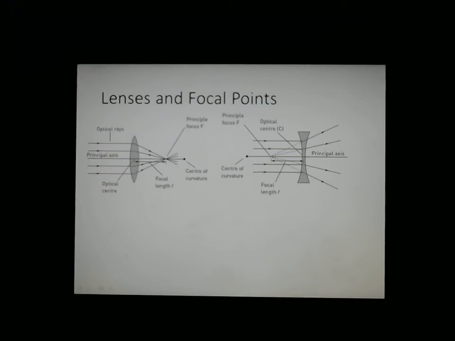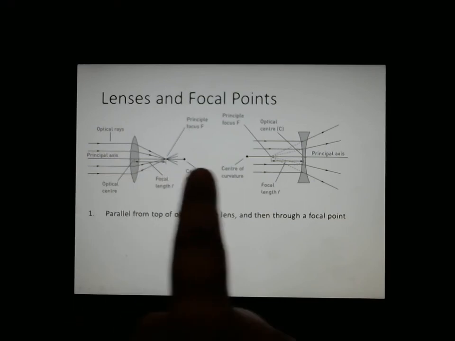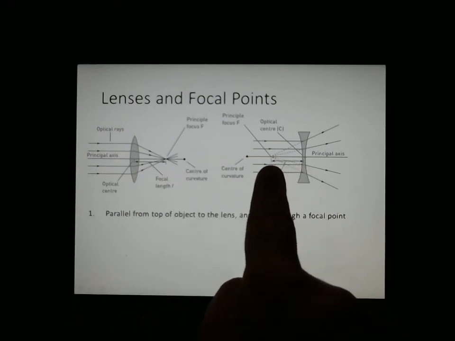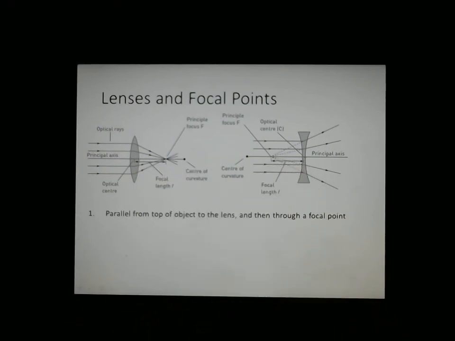Okay, so, line 1. Line 1 always goes parallel from the top of the object to the lens, and then through a focal point. Now, I can't say which focal point because it's going to differ depending on whether it's convex or concave. When it's convex, it's going to go through the distant one. When it's concave, it's going to go through the closest one. Line 2, very easy, goes straight from the top of the object through the center of the lens and just keeps going straight. You don't need to bend it, it's just a straight line. Nice, easy one.